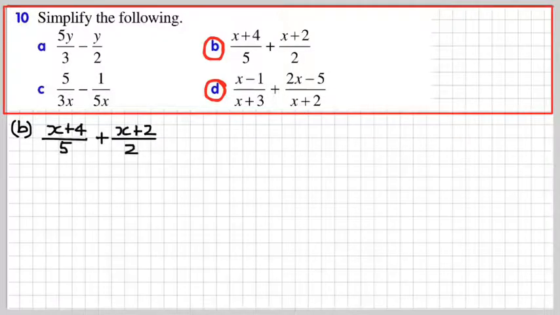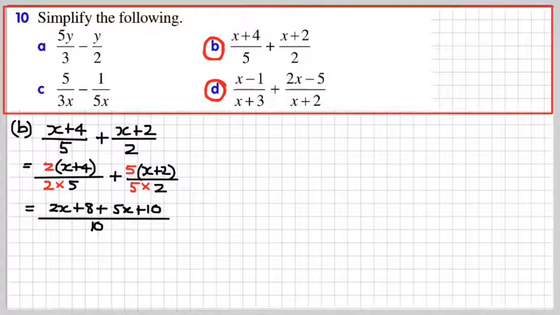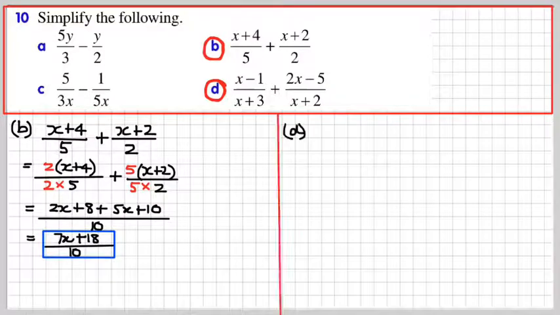We've got to get the denominators the same, so we've got to make them both 10. So I've multiplied this one top and bottom by 2 to keep the proportion of the fractions the same, and I've multiplied this one top and bottom by 5, okay? So now we've got to multiply these brackets out of the top, and then we can add the numerators when we've got the denominators both 10. Okay, so that's right. So 2x plus 8 plus 5x plus 10 would be 7x plus 18 all over 10. There you go.